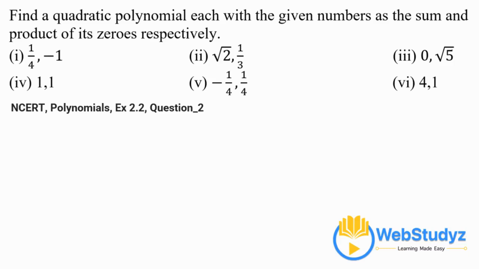Hello students, let's read this question. Find a quadratic polynomial each with the given numbers as the sum and product of its zeros respectively. So let's start with the first.